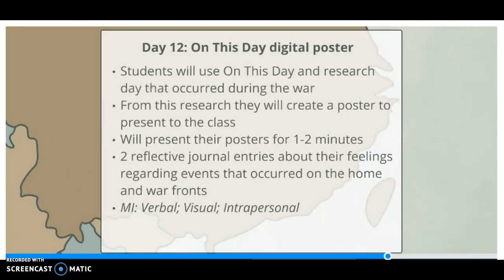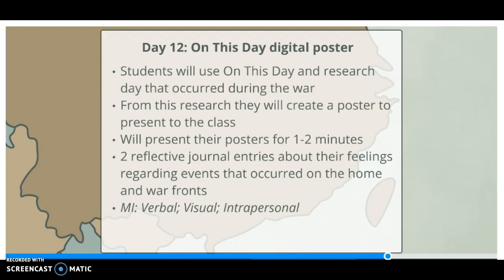Day 12 is an On This Day digital poster. If you don't know about On This Day, it's a website BBC created, and you pick a day, and it says what happened in World War II on that day. So I think it's fun because it allows students to gain more of a connection. They can look up what happened on their birthday. Oh wow, this happened on my birthday.